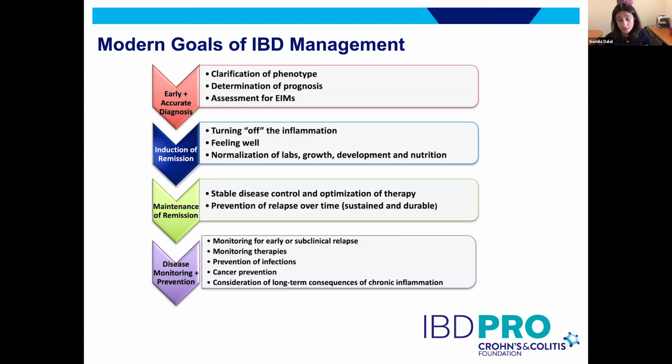And we also want to consider the long-term consequences of chronic inflammation. We know that even if our patients are feeling well, if we're tolerating some inflammation, that untreated inflammation over time can lead to scar tissue and damage. And we want to make sure that we're managing that risk.